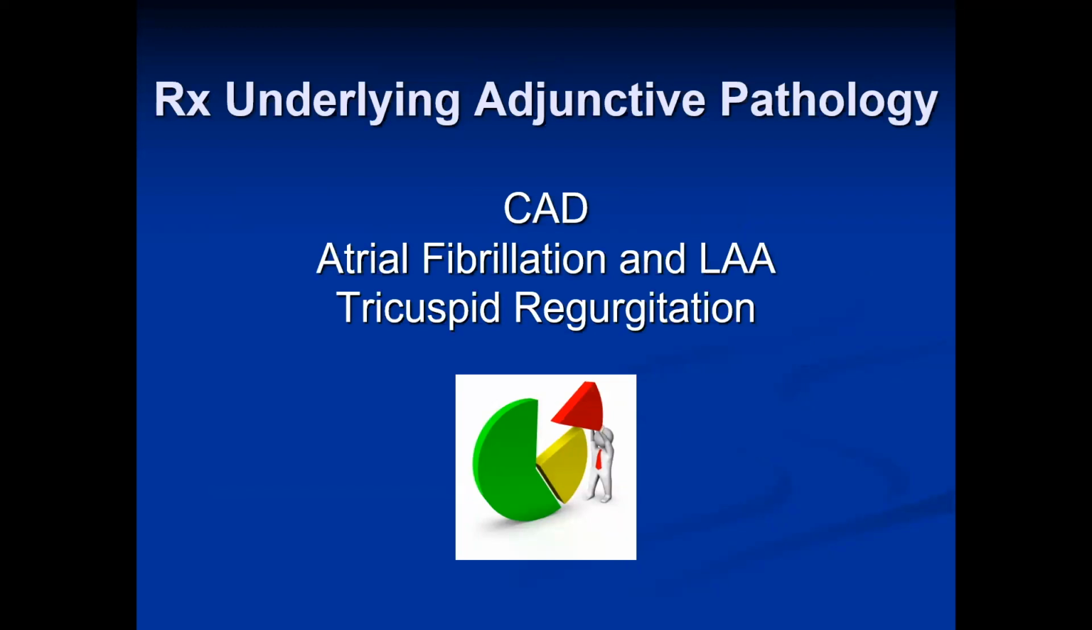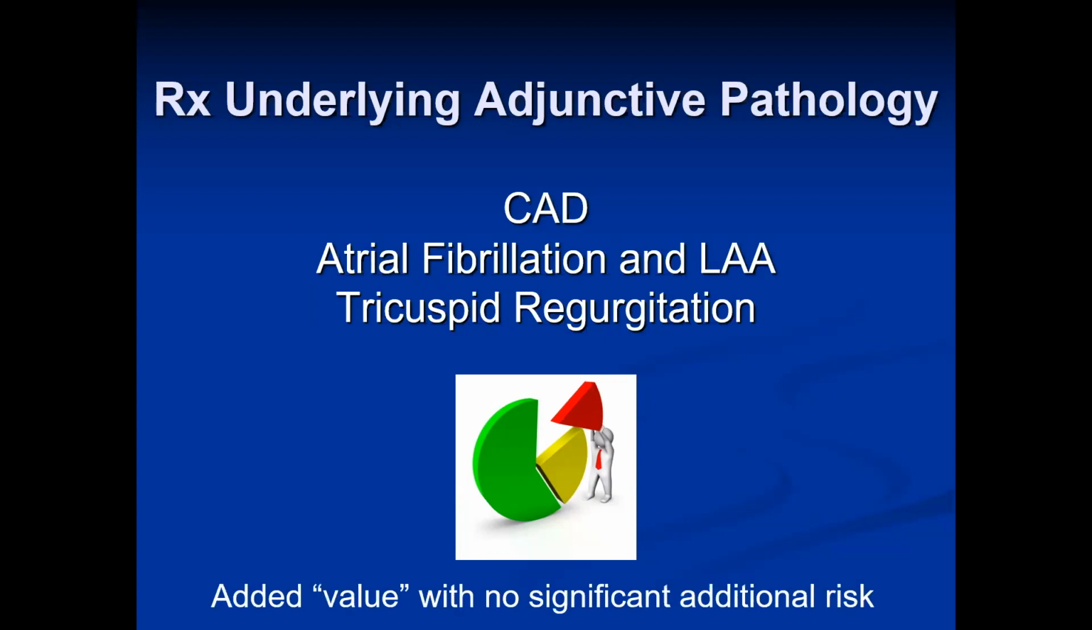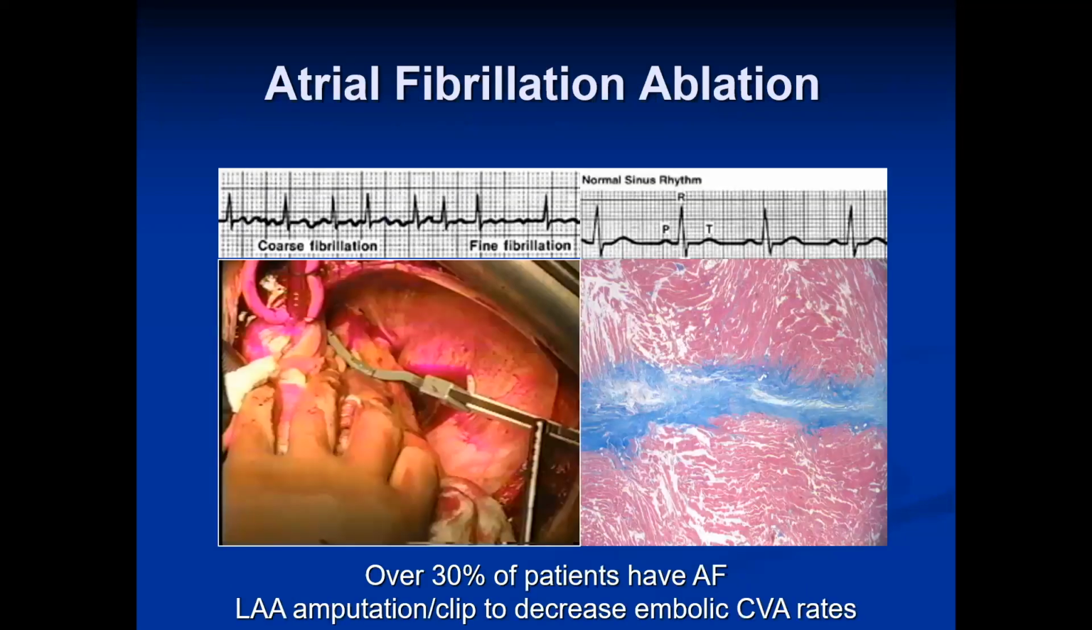And again, we also have to have the ability to treat other associated pathologies, particularly atrial fibrillation, the left atrial appendage, and tricuspid regurgitation. And you know, those are quite common. So they can be done with no additional surgical risk. They take a little bit more time, but not significantly. So again, 30% of MR patients have atrial fibrillation. We can treat those with ablations and left atrial appendage clipping. There is some discussion of whether or not all patients over the age of 65 should have a left atrial appendage clip. Easy to do, takes about a minute to do, and may decrease long-term stroke rates.